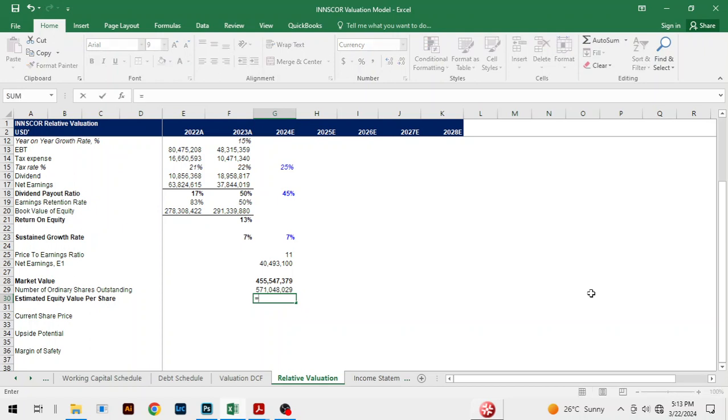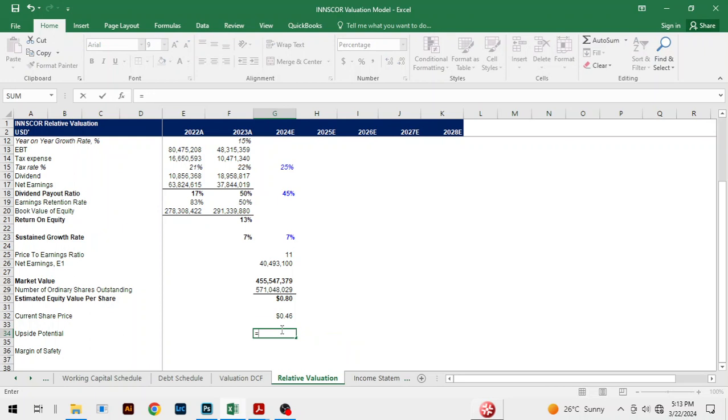Okay, and now we can estimate the equity value per share, the intrinsic value. So we can divide that by this, and then we are getting around 80. That is 80 cents. And what's the current share price for Innscor? We have got 0.4607. Okay, so that's the current share price right now.